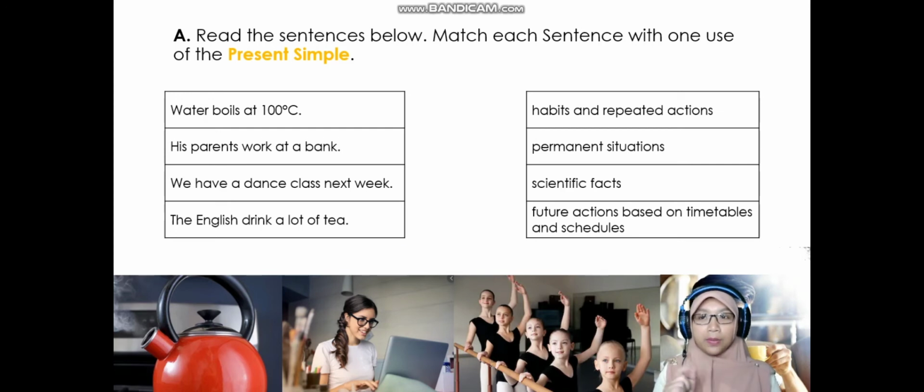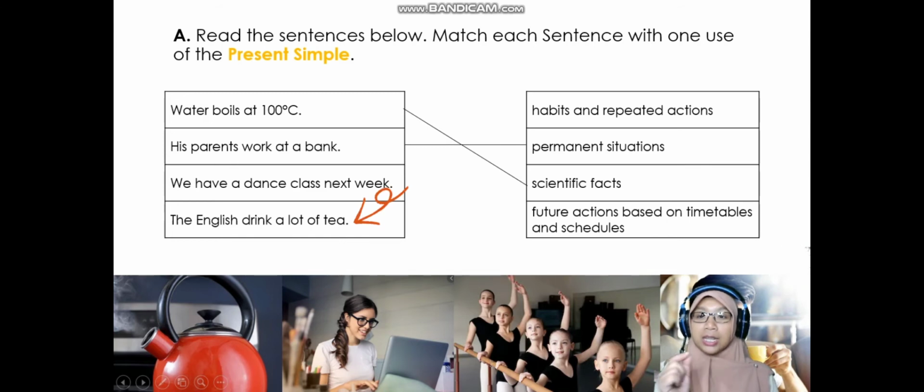Let's check it together. The very first sentence: Water boils at 100 degrees Celsius. Obviously it is scientific facts. Alright, number 2. His parents work at a bank. His parents bekerja di bank. So this is what kind of situation? Yes, permanent situation. Before we move to the third, let's take a look at the fourth.